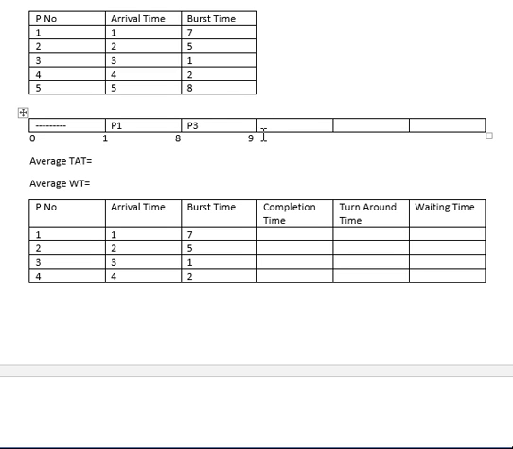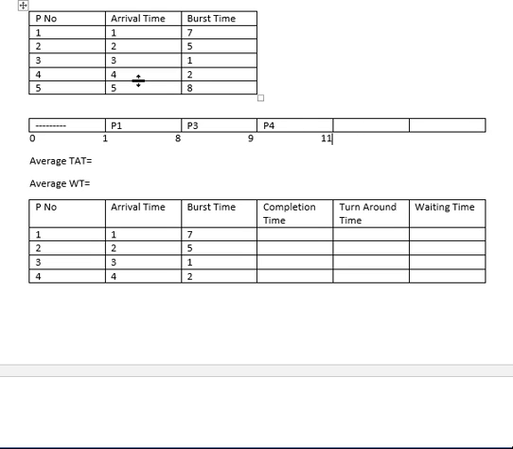So let's see the next example. Since all the processes are there, I will not go according to the P numbers, because in shortest job first we have to check for the burst time. So I'll check for the next shortest burst time, that's your 2, and that is with the process P4, so it will be P4 over here. So 9 plus 2 will give me 11, right? So that's your completion time here.